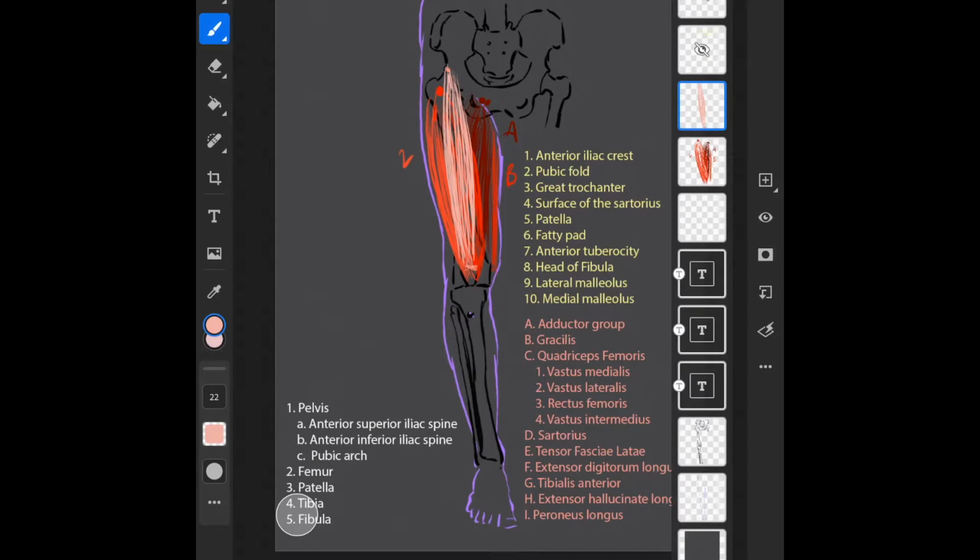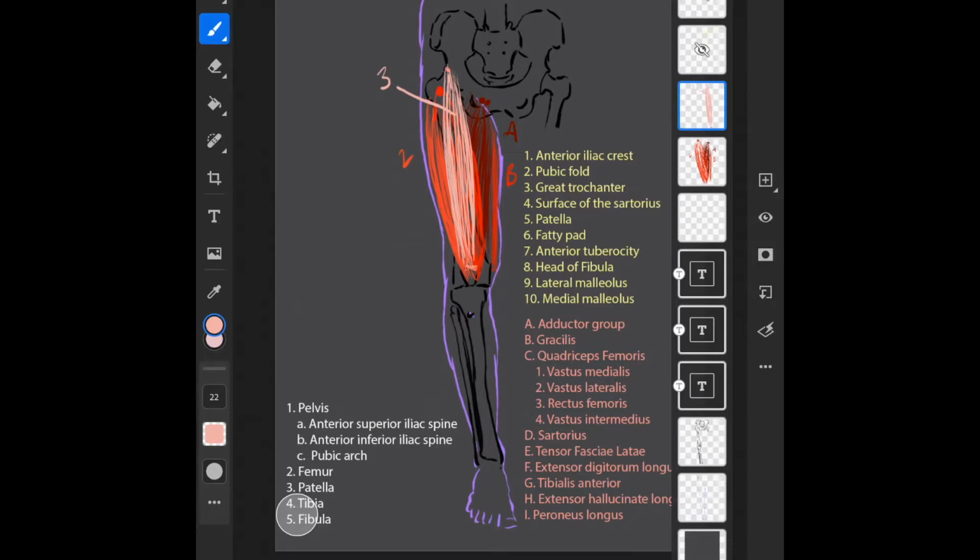The rectus femoris muscle, that's going to be number 3. And then we have the last muscle, which is the vastus intermedius. That's a very small muscle. It runs in the lower third of the femur.